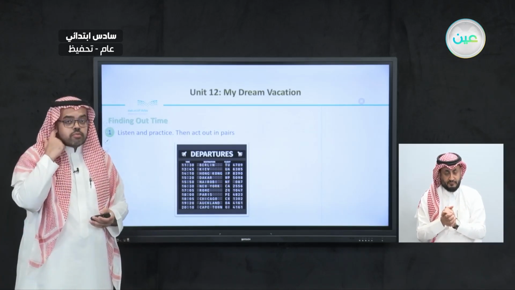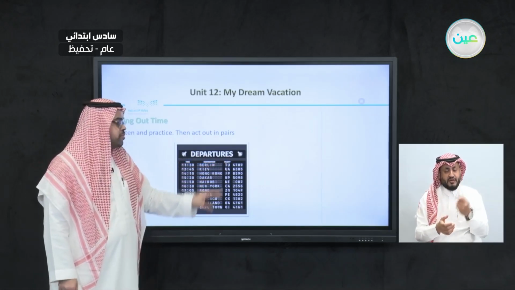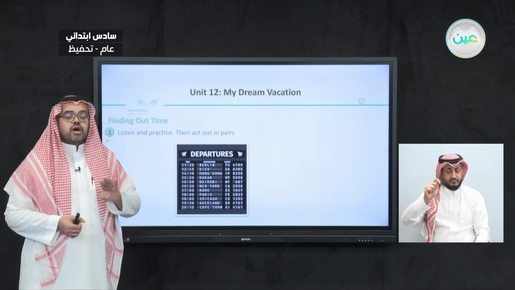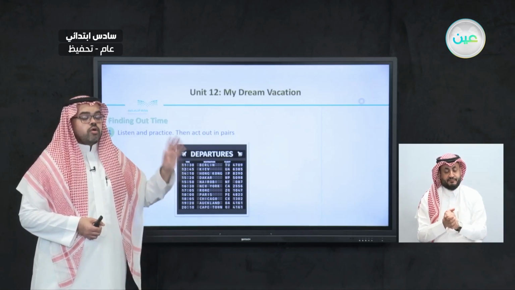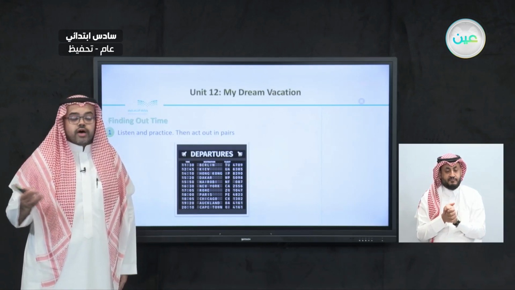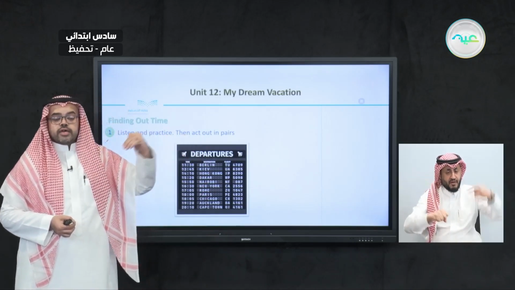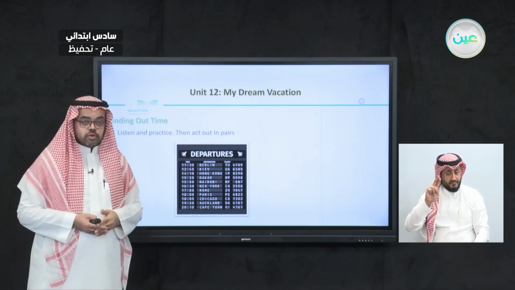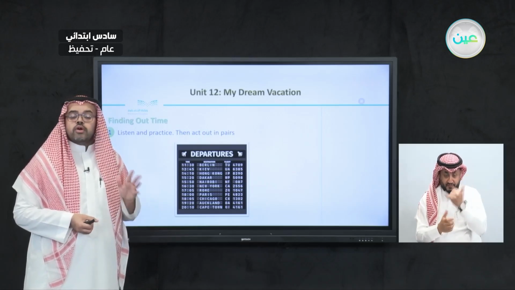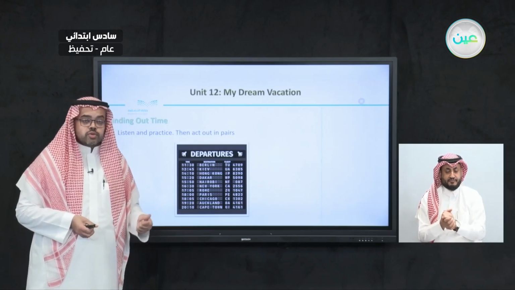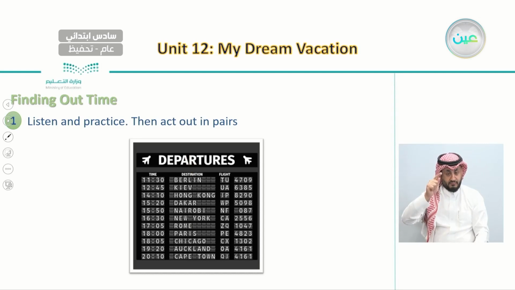And usually on each of these boards, you will see something written here, which is departures. Departures means the planes that are going to take off. We also have another flight board where we won't see departures, but we will see arrivals, which means the planes that are going to land at this airport. So two important words that we need to know whenever we go to an airport are departures, which means all the flights that are going to take off from this place, and arrivals, which means all the flights and planes that are going to land at the place you are standing.